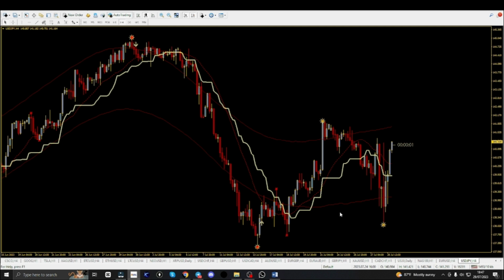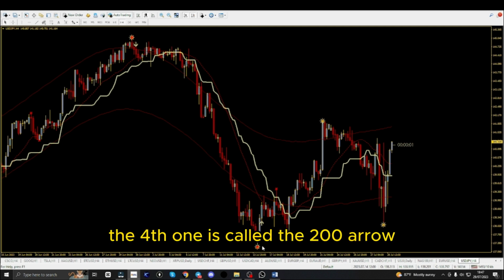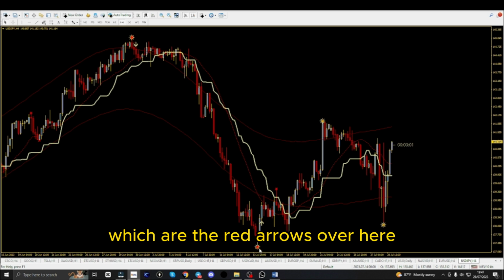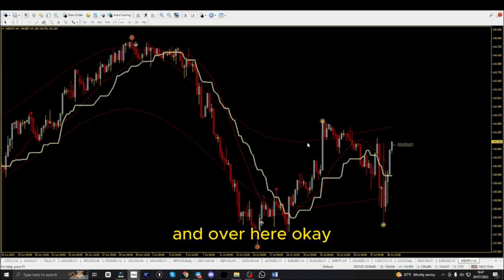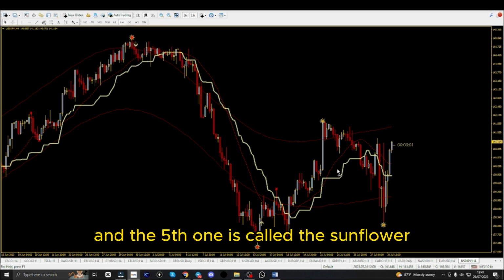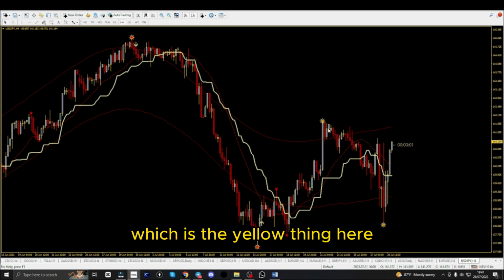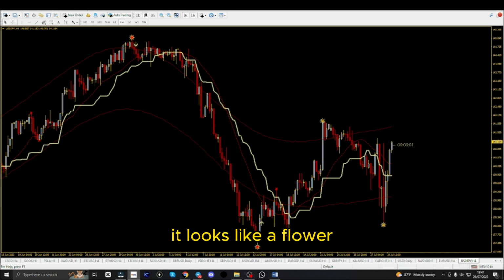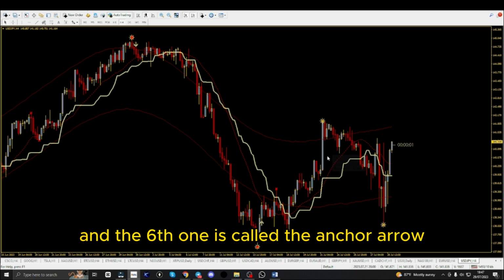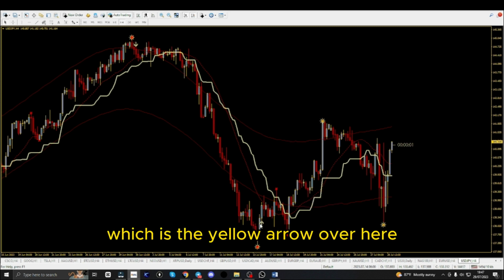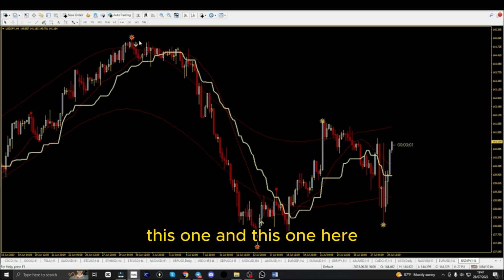Simple as that. The fourth one is called the 200 arrow, which are the red arrows over here and over here. The fifth one is called the sunflower, which is the yellow thing here that looks like a flower. This one, and this one here underneath the 200 arrow. And the sixth one is called the anchor arrow, which is the yellow arrow over here. This one and this one here. This one is called the timer, which is the timer here, obviously.